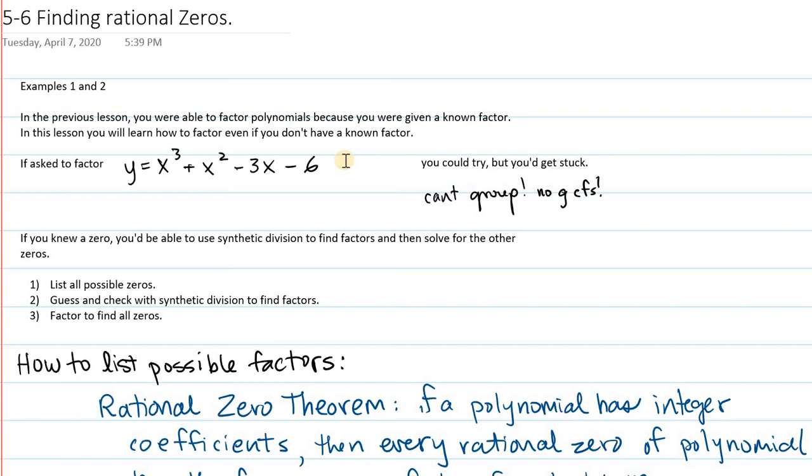So in this section, we're going to learn how to find all the possible zeros. Then we're going to guess and check from that list that we establish and use synthetic division to find factors. And once we find a factor, then we're going to use synthetic division to factor and to find all the zeros. So let's start with how to list possible factors.